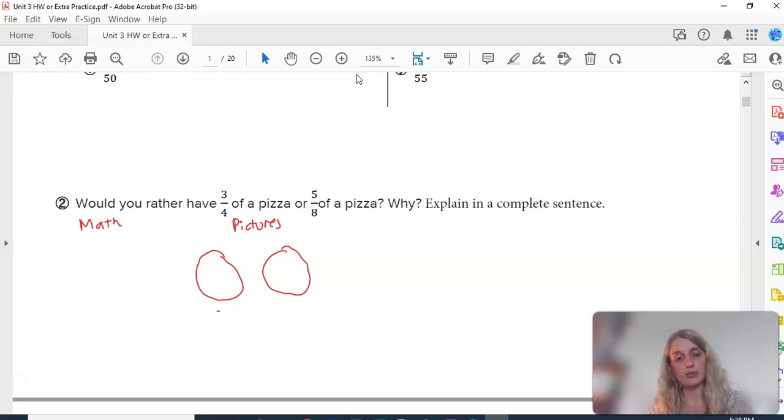This pizza is going to be my 3/4 pizza. Just like we did today when we were coloring in, we're going to cut it into 4 equal parts, and we're going to color in 3 of them. 1, 2, 3. This one's going to be my 5/8 pizza. I'm going to cut it into 4ths because that's going to make it really easy to compare to this other 4ths one.